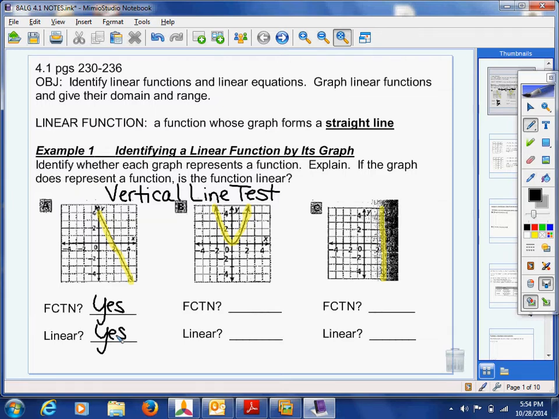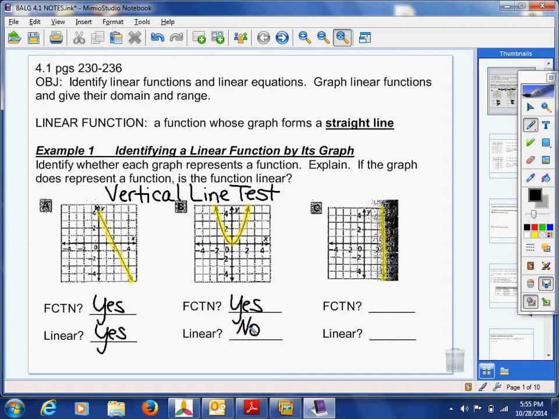Again, does it pass the vertical line test? Do parabolas tend to pass the vertical line test? Well, yeah, the ones that look like that, they do. So yes, it's a function, but is it linear? So you're asking yourself, is that a straight line? And you'd go, no, it's not a straight line. So it's not a linear function, although it is a function in general. It's just not linear.